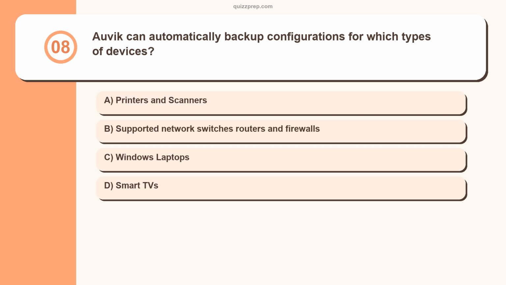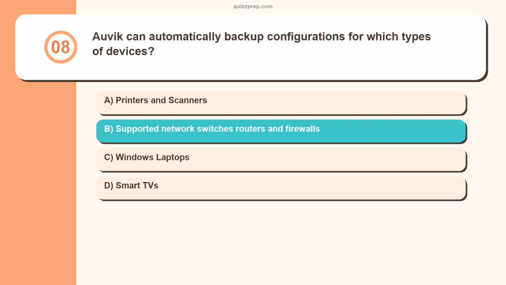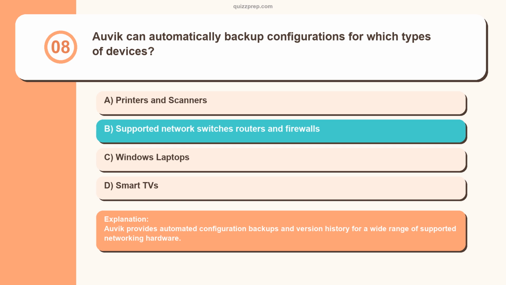Question 8. Auvik can automatically backup configurations for which types of devices? Printers and scanners, supported network switches, routers and firewalls, Windows laptops, smart TVs. Auvik provides automated configuration backups and version history for a wide range of supported networking hardware.